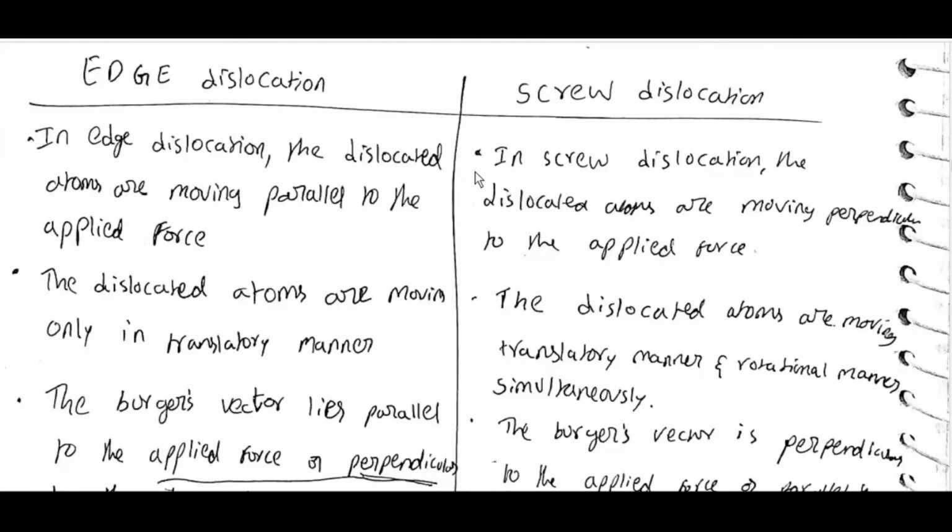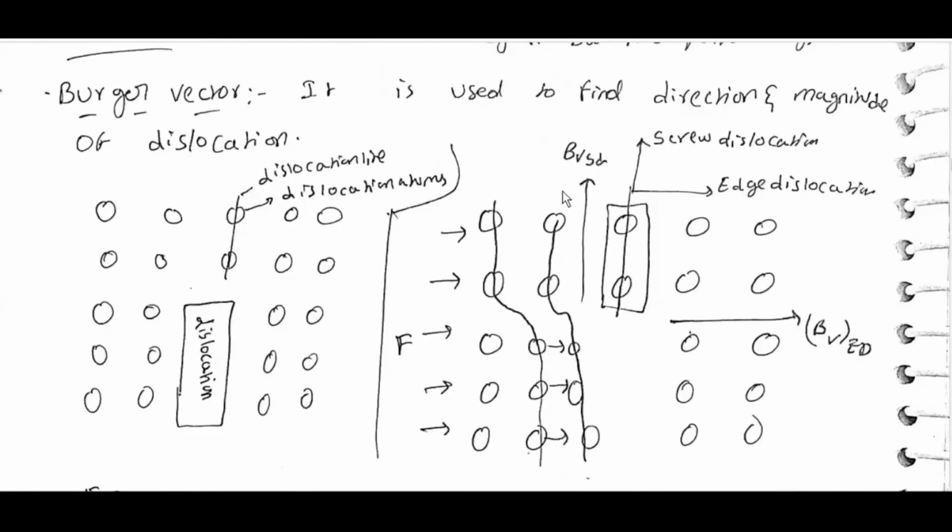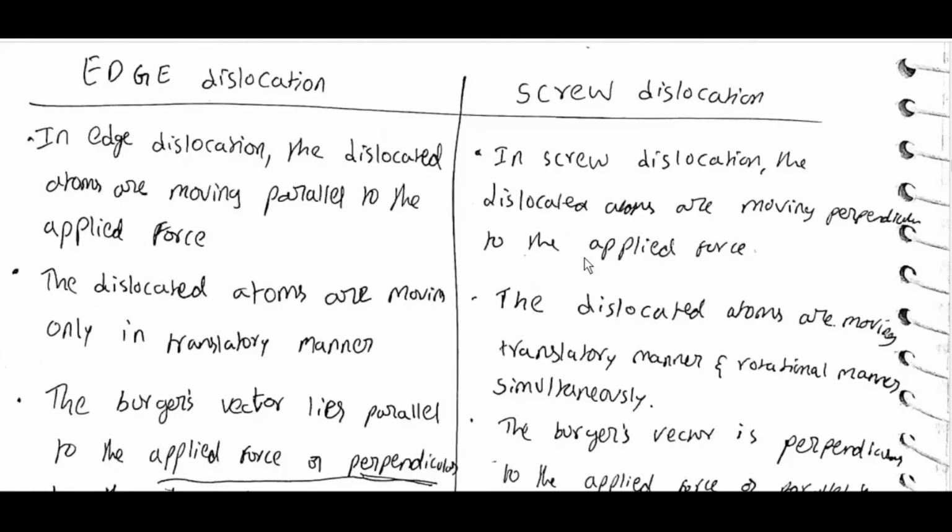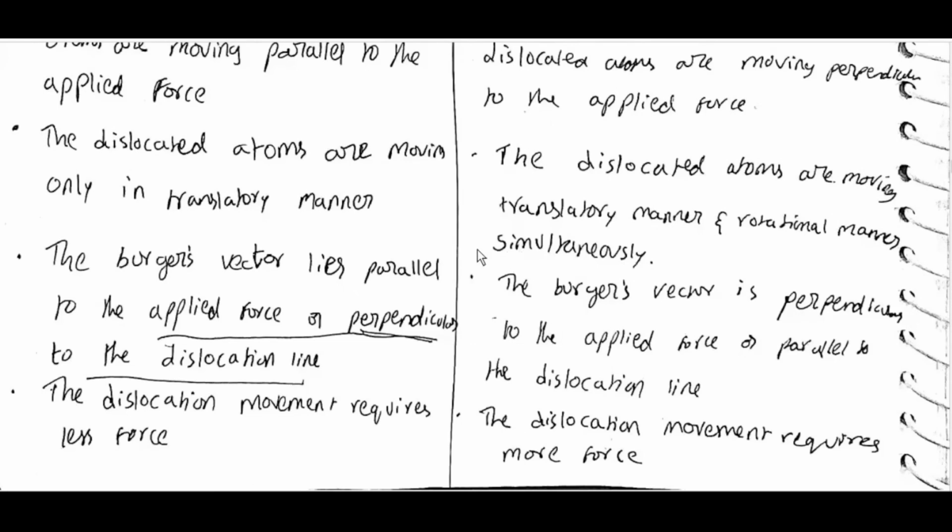Edge dislocation, screw dislocation. In edge dislocation, the dislocated atoms are moving parallel to the applied force, and they move only in a translatory manner. In screw dislocation, the dislocated atoms are moving perpendicular to the applied force, in translatory and rotational manner simultaneously.